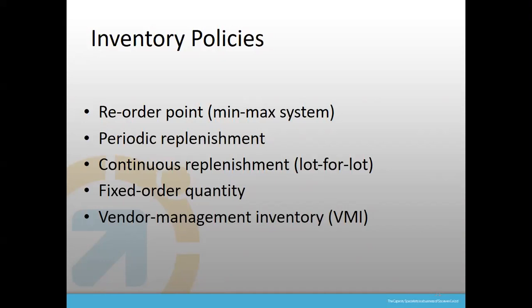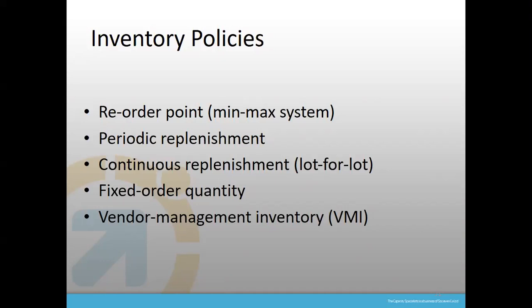Whereas for the low value items, we can have more on hand because the holding costs are not so high. And then we don't need to check them so often. We don't need to place orders so often.